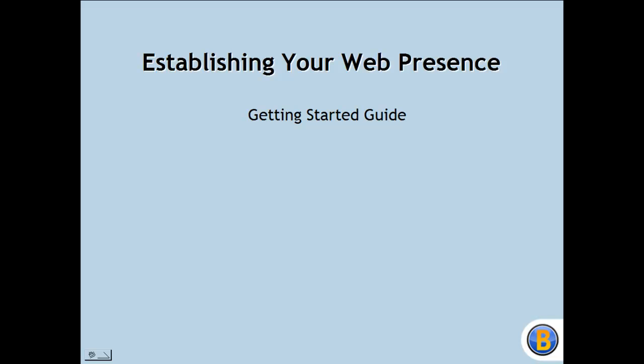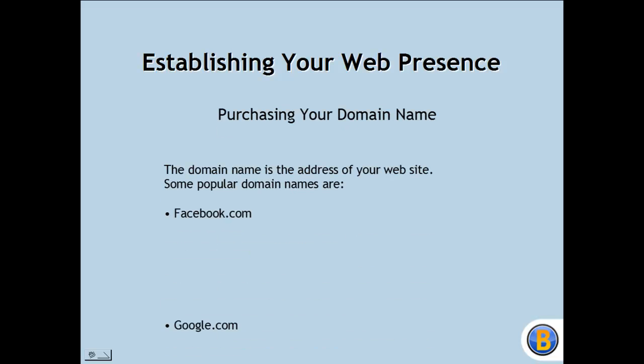Okay, so the first thing you'll need to do is purchase a domain name. The domain name is the address of your website. Some popular domain names are facebook.com, google.com, and yahoo.com. Once you've decided on a domain name, and you'll find information about how to do this in other parts of the training, you'll go to a domain name registrar and make your purchase.